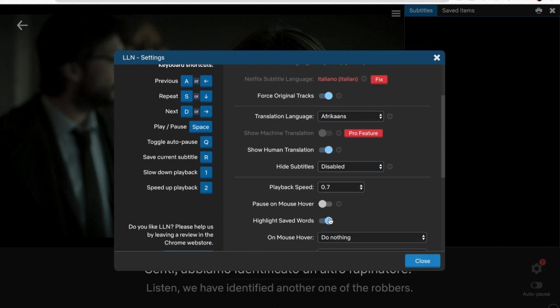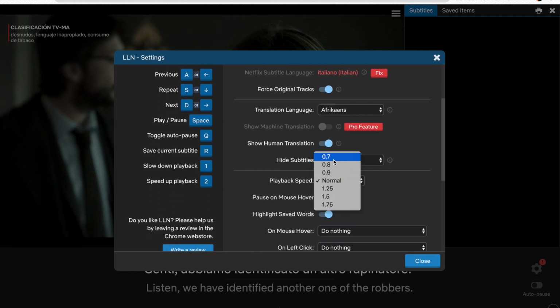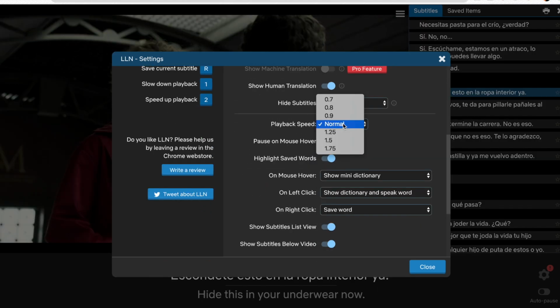Another interesting feature of the app is that you can change the playback speed. 0.7, 0.8 are pretty slow, and then you have normal, and then you have faster speeds like 1.75. And honestly, I just use it at normal because that's how people speak, but if you need to change it in either direction, you can do that.